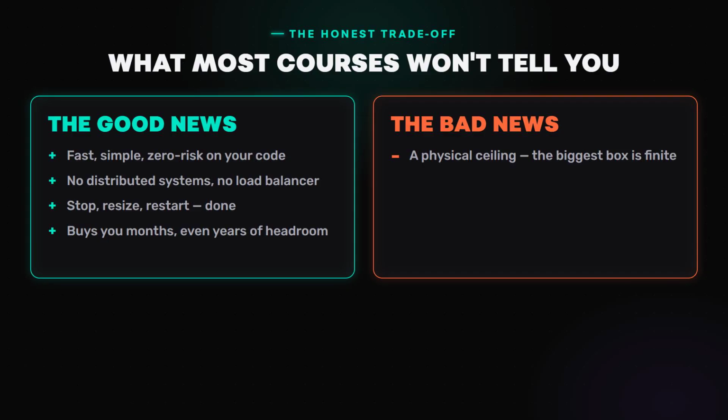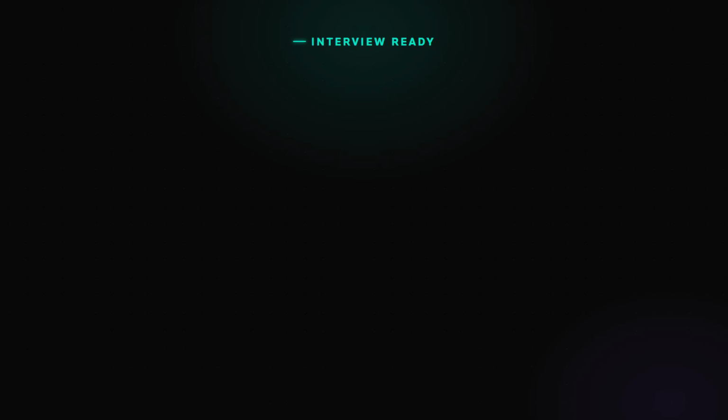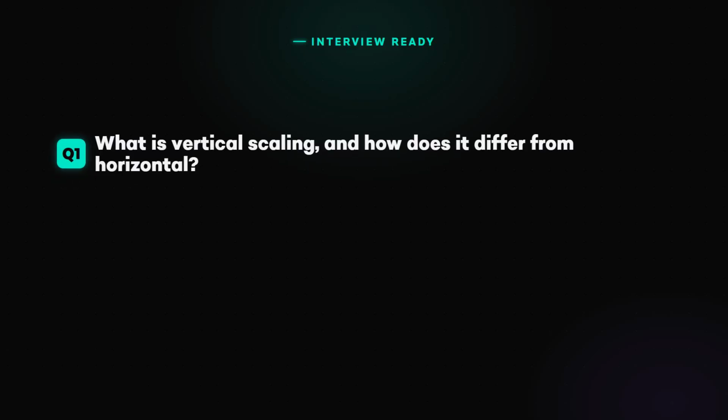The bad news: there are two hard limits. First, there is a physical ceiling. The largest machine on any cloud provider is still finite. Second, and this is the one that bites people, you still have a single point of failure. One machine means one crash brings everything down. When not to use it? When you need high availability with no single point of failure, or when your traffic spikes are unpredictable and you need to scale in minutes, not the time it takes to stop and restart a large instance.